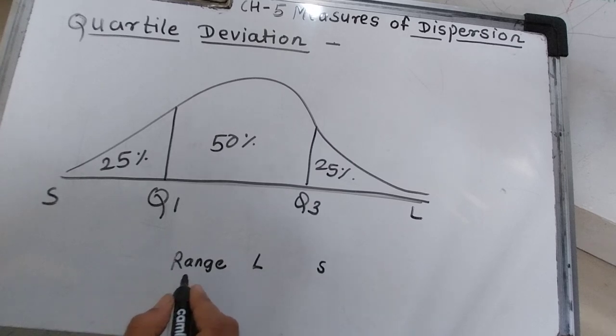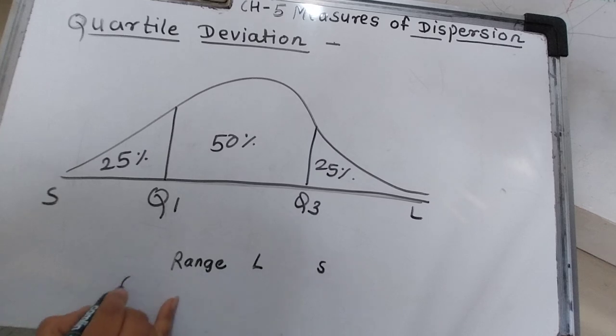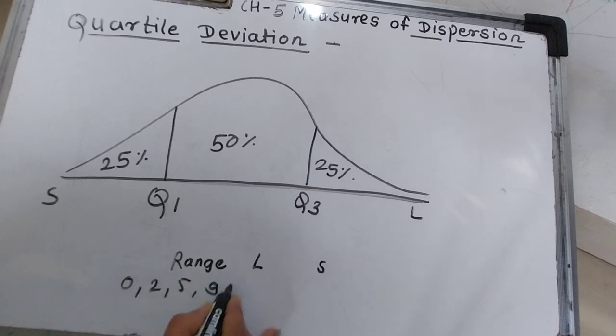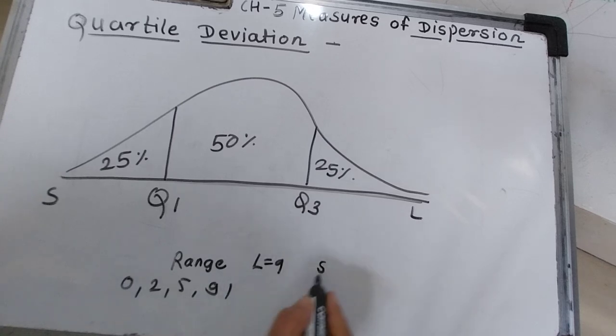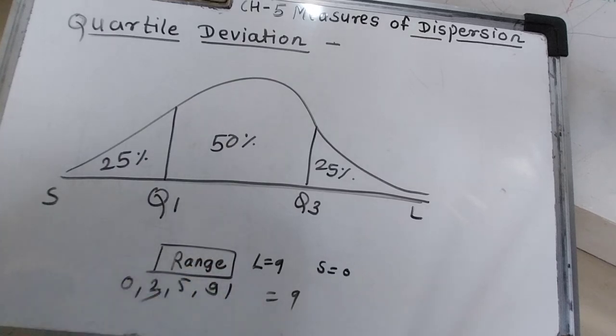If I make any change in between the observations, see, the observations are 0, 2, 5, 9, 1. So L is 9 and S is 0. In between, I made this change, 3. It is not going to affect the range. The answer is the same, 9. This is the main drawback of the range.